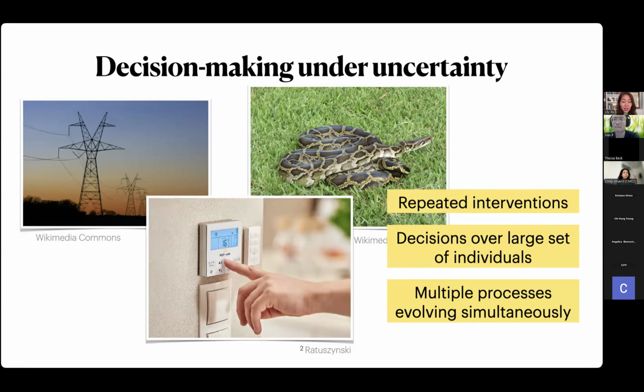And as a result, we also have multiple processes evolving simultaneously. So the state of one transmission tower can degrade while others are still in good condition. And us doing a repair on one transmission tower is not going to improve the state of other towers.